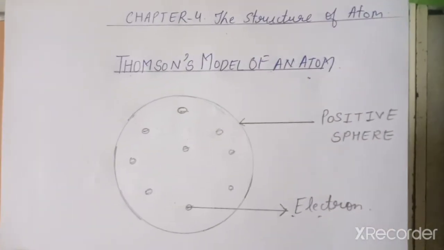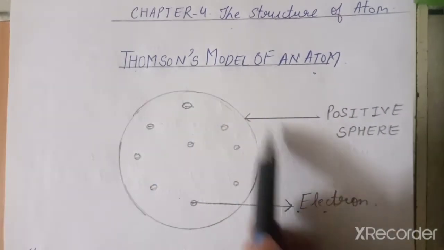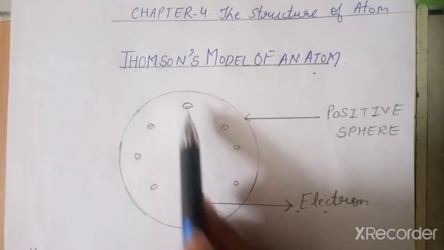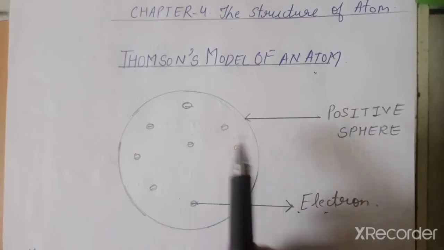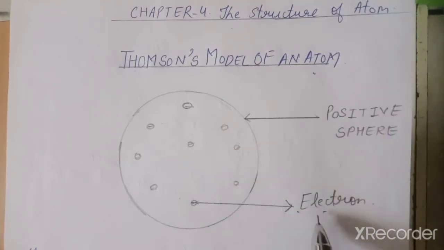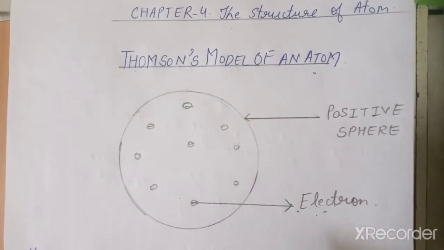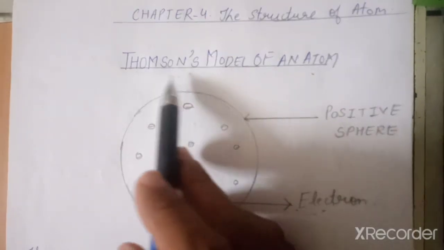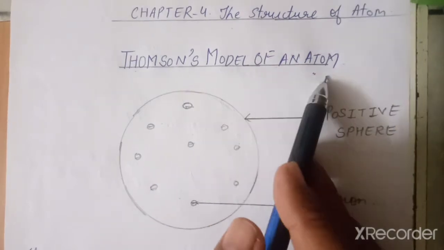So the first thing we have to study is that this is the positive sphere, and in this positive sphere, the electrons are embedded. You can consider the positive sphere as the protons. So the total number of positive charges is equivalent to the total number of electrons present. So electrically, this atom is considered neutral. This was the model proposed by Thomson, so it is called the Thomson model of an atom.